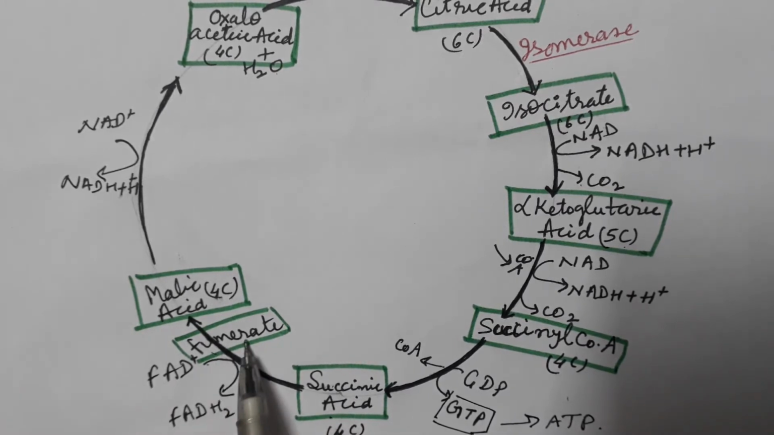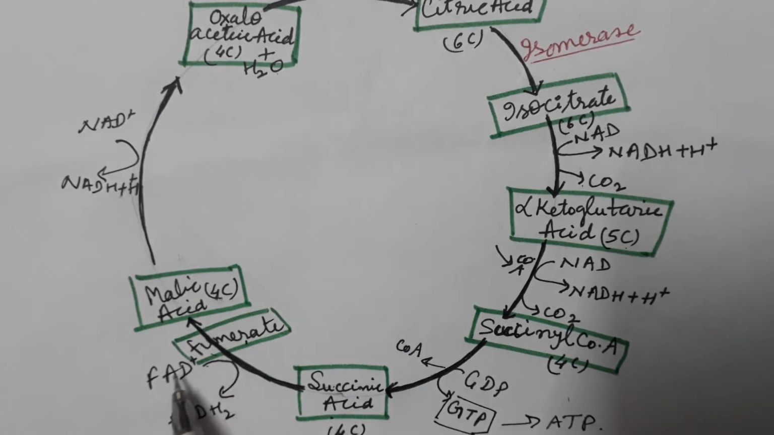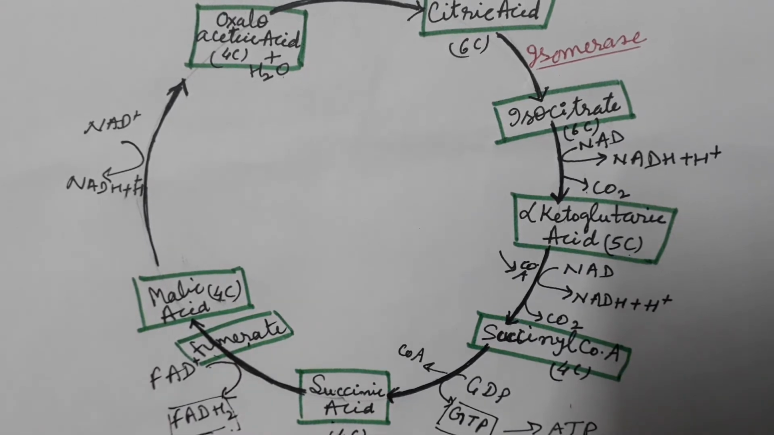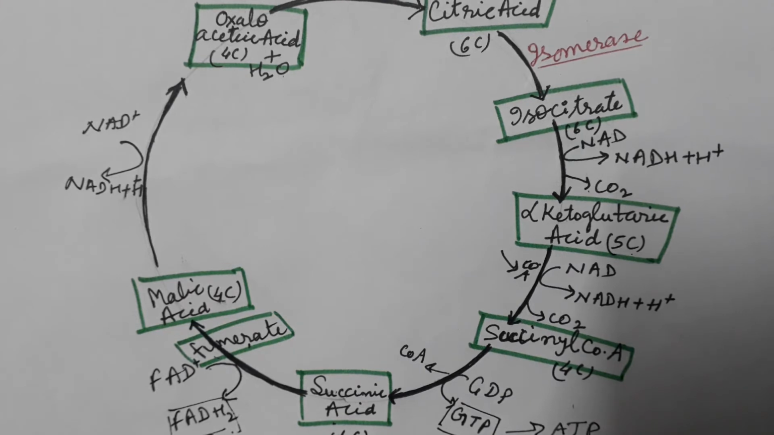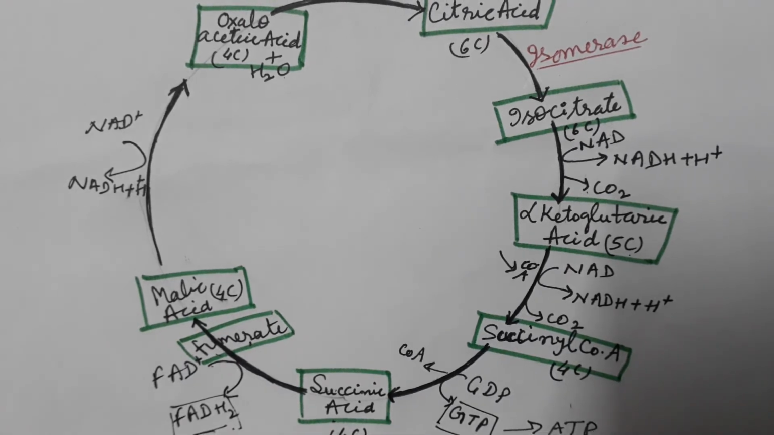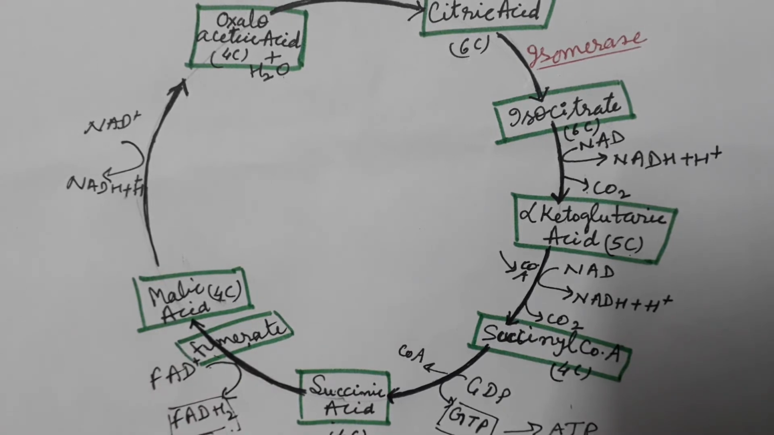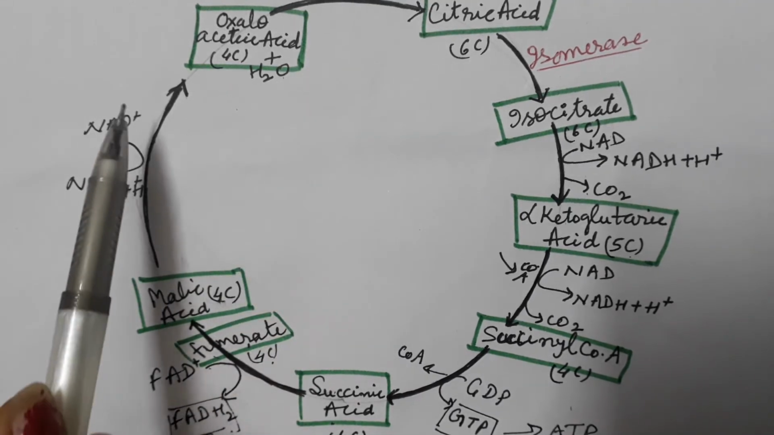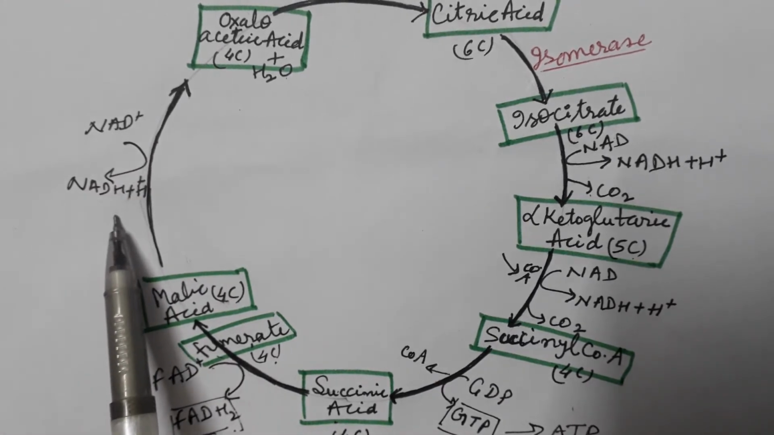Succinic acid is converted into fumarate. In this step, the FAD molecule is reduced into FADH2. As NADH2 is produced in other steps, in this step FADH2 is produced. 1 molecule of NADH2 gives rise to 3 ATP, but here 1 molecule of FADH2 gives rise to 2 ATP. In the next step, fumarate is converted into malic acid or malate. Both are 4 carbon compounds. In the next step, malic acid is converted into oxaloacetic acid. Regeneration of OAA, oxaloacetic acid, takes place. When malic acid is converted into oxaloacetic acid, 1 more molecule of NAD is reduced and NADH2 is produced.